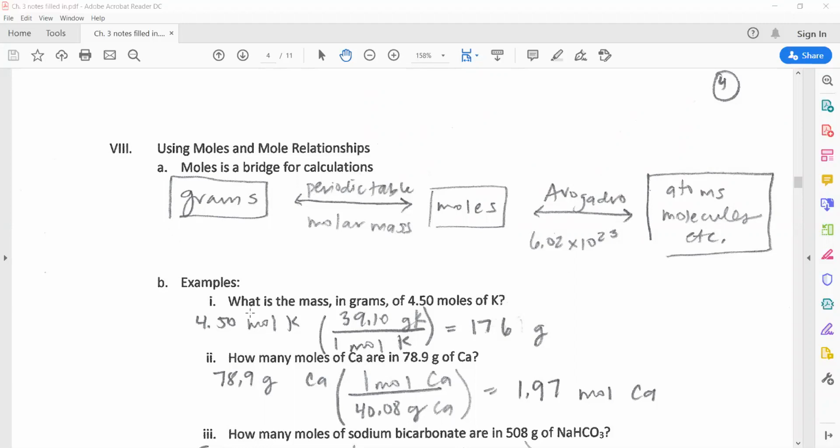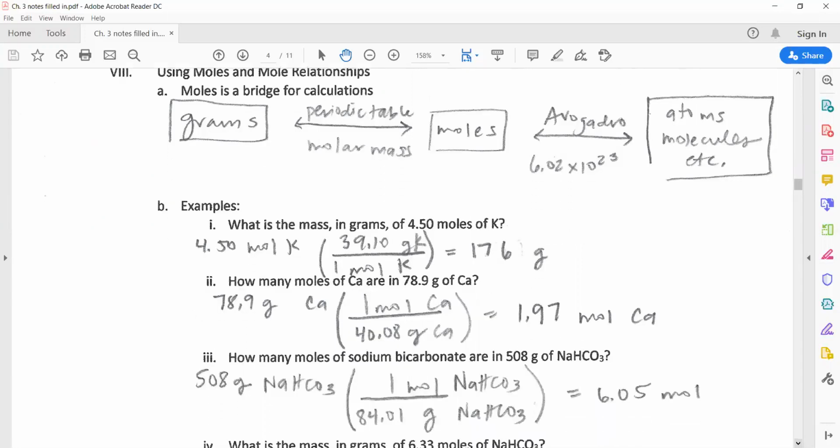Here's an example. What is the mass in grams of 4.50 moles of potassium? So we start with our moles, 4.50. We automatically bring moles of K to the bottom, and then we put grams on top. We can always convert between grams and moles. We know that 1 mole of any atom or 1 mole of any compound is equal to its mass from the periodic table. So potassium is 39.10 grams. So we multiply the tops and we get 176. I went with 3 sig figs because that's what our original amount was.